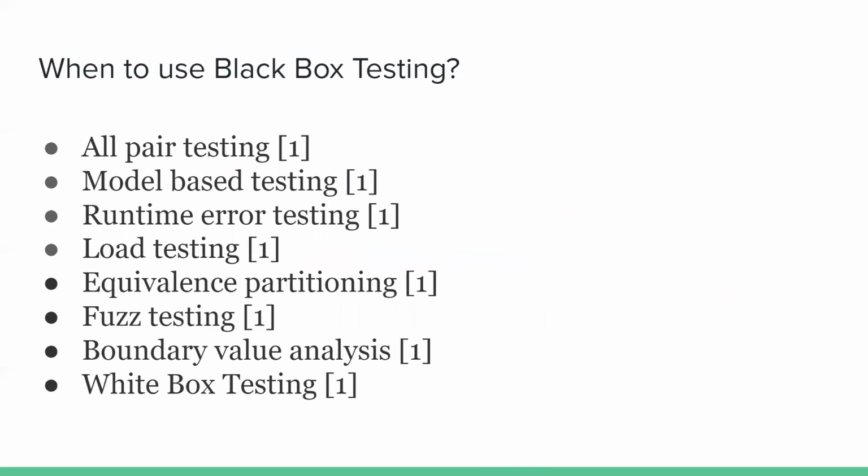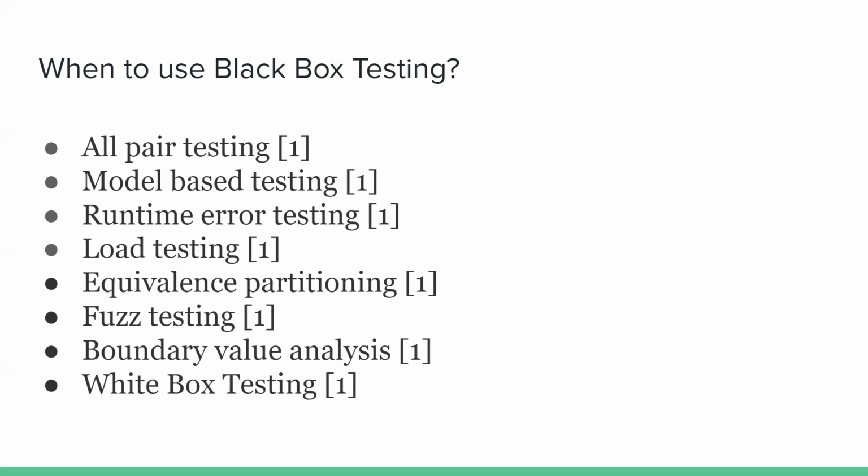Black box testing can be used in various ways. All pairs testing is when you are testing all possible combinations of inputs to see if the software crashes. Model-based testing is used when test cases are derived from a model of the system being tested. Runtime errors occur when the system is executing and there is a crash. Load testing is when the software is put under maximum load and then the response is measured. This helps determine the maximum capacity for the software.